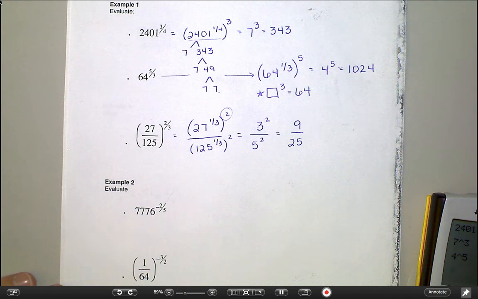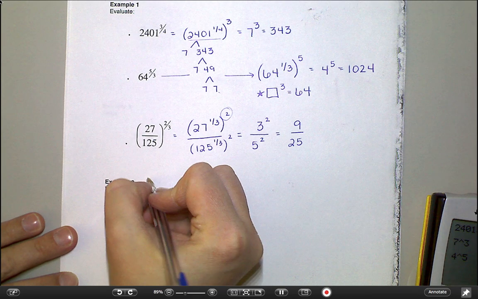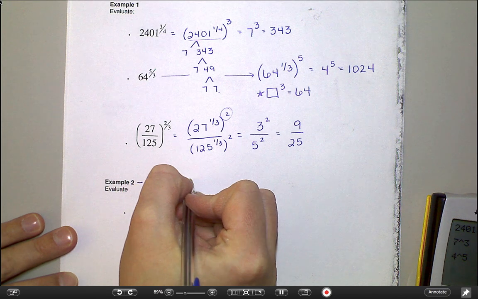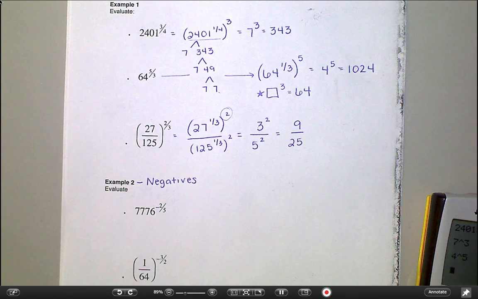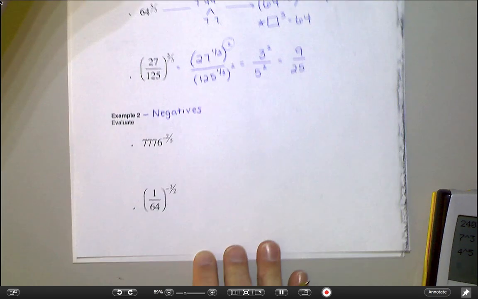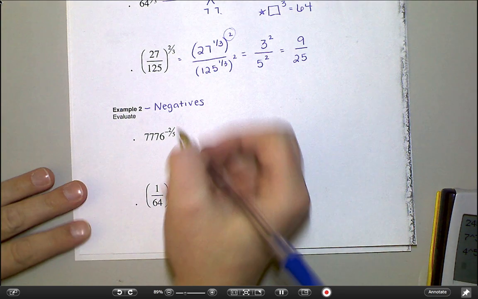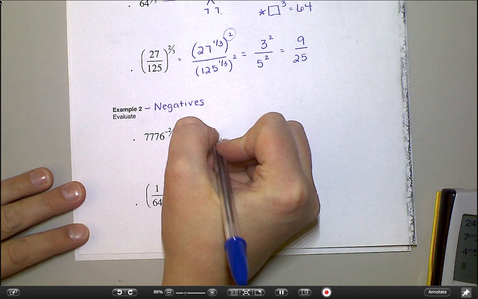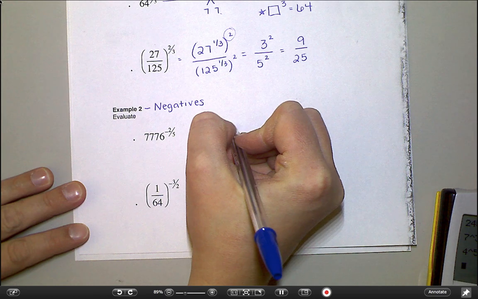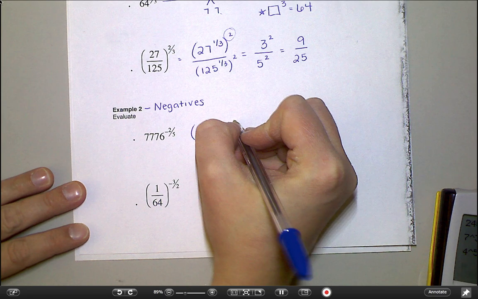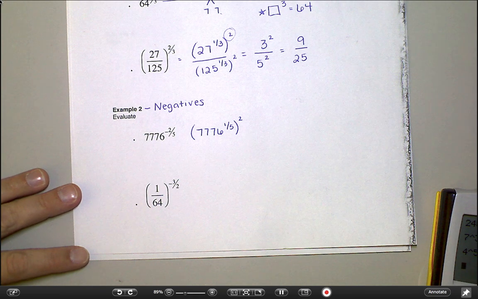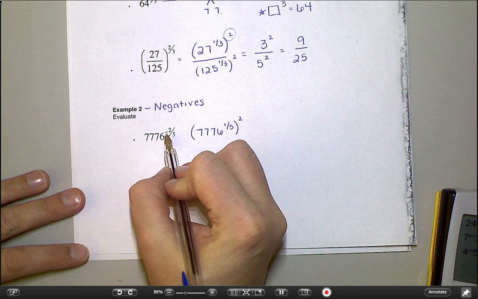Okay, but now in example 2, I'm going to add one more step with negatives. That's what I'm going to throw in here with those fractions. All right, this is just putting all the fun in one place. So I'm going to kind of start the same way. On this one, I'm going to go 7,776 to the 1/5, and then to the power of 2. Okay, and what am I missing? I haven't done a negative sign yet.